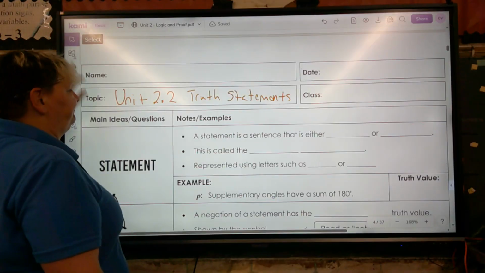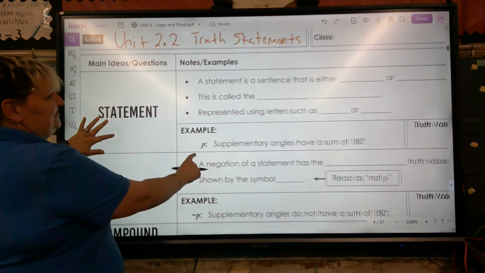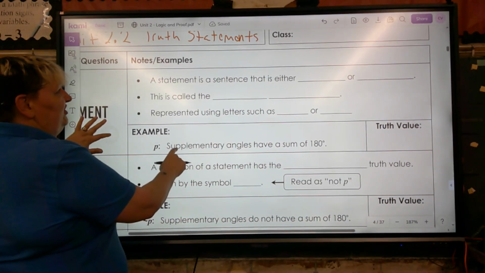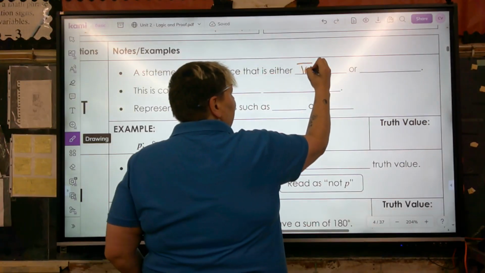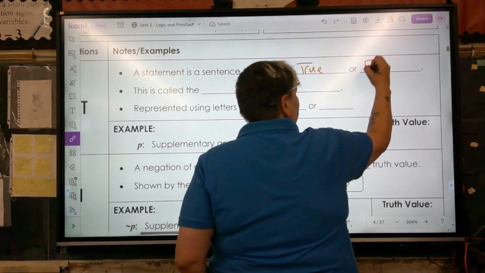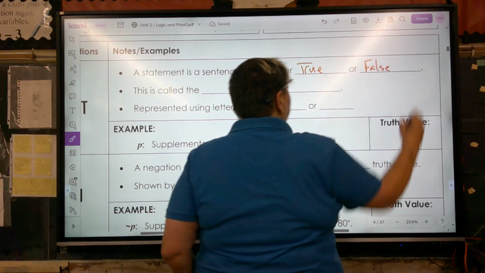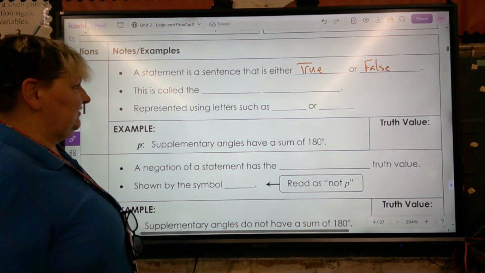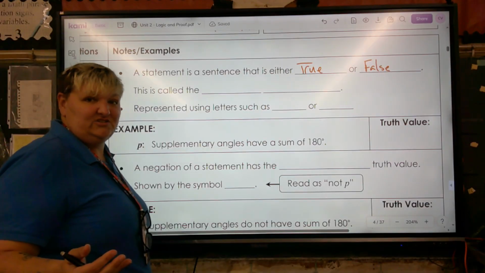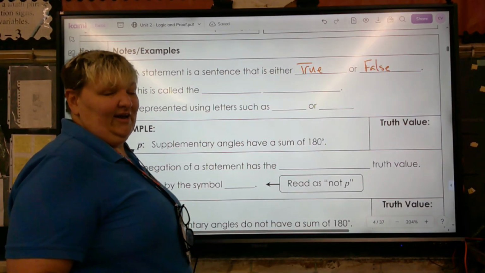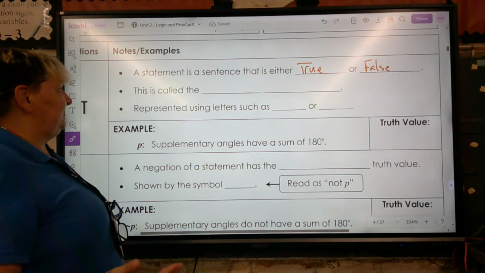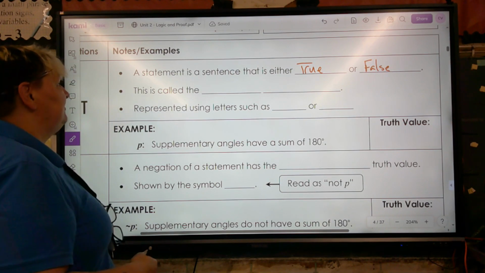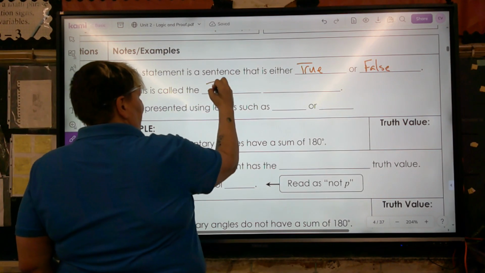A statement is a sentence that is either true or false. I can tell you today is Tuesday, true. I can tell you today is Friday, false. A statement that is either true or false. This is called the truth value.